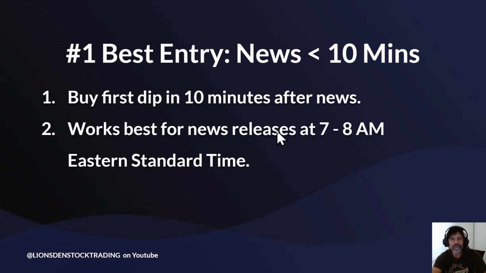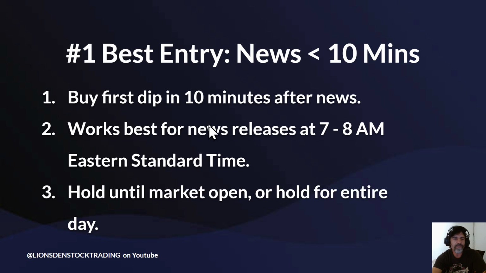So it works best for news releases at around 7 to 8 a.m. Eastern Standard Time. And typically you want to hold until the market open or hold for the entire day. All stocks are different. It can unfold at a different rate. As I showed you with PROK, they kind of held it down before during market hours. They really took it up. So this is not a machine. Market makers play tricks. The algorithm plays tricks on you. And that's part of the challenge.